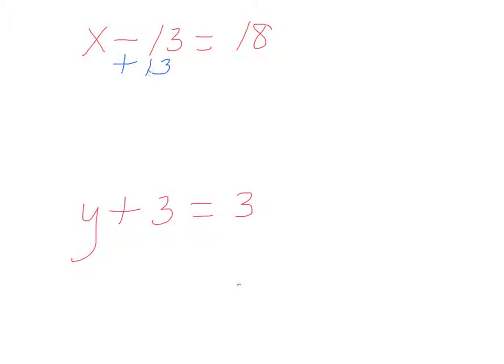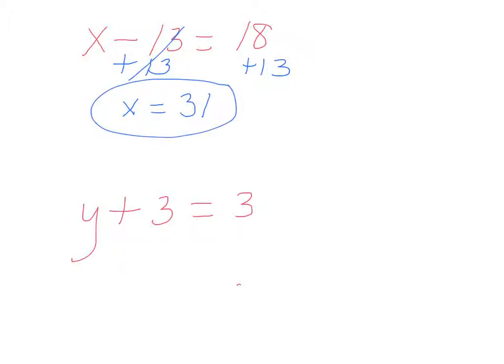Let's say that we have x minus 13 equals 18. And then we have y plus 3 equals 3. Alright, for the top equation, x minus 13 equals 18, we need to get rid of the 13 by using addition. Those will cancel out. What we do to one side of the equation, we have to do to the other side. And 13 plus 18 will give us 31.